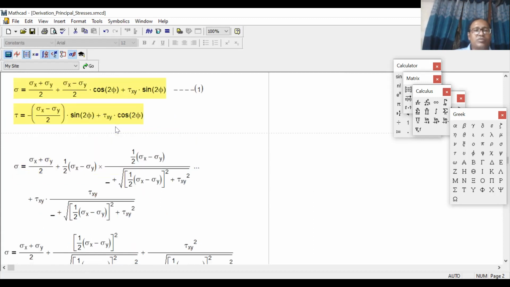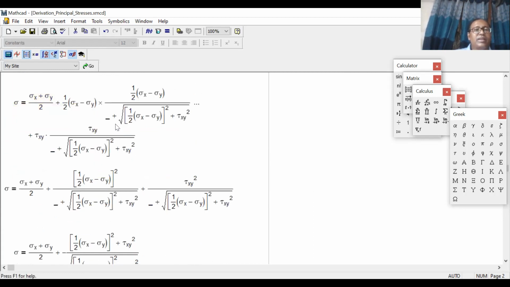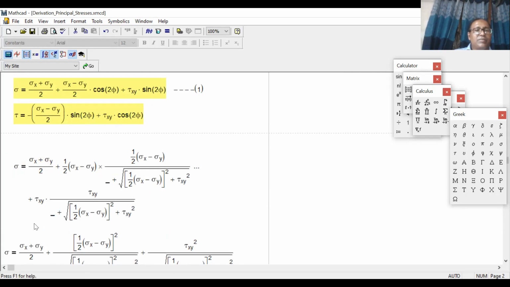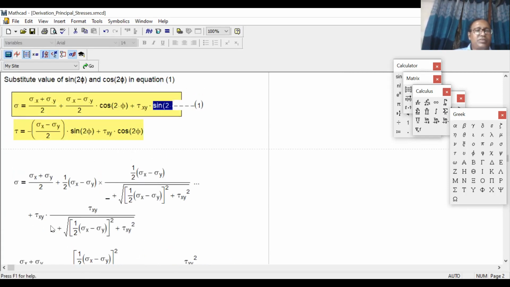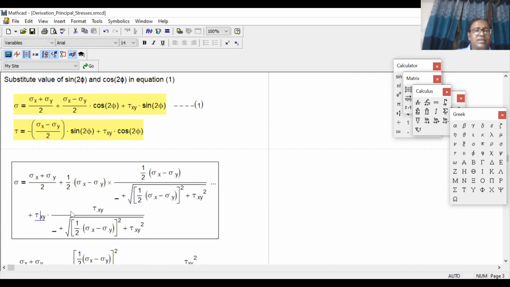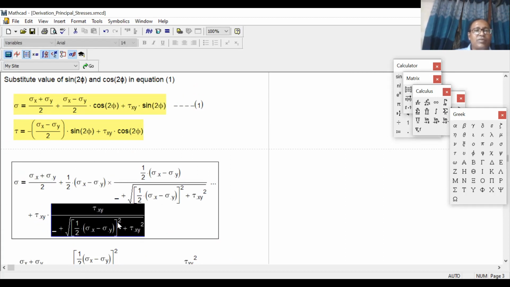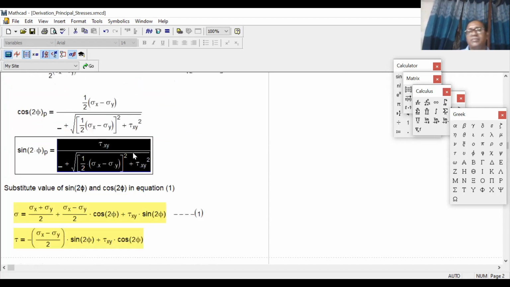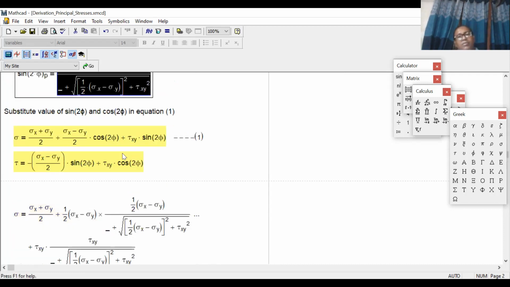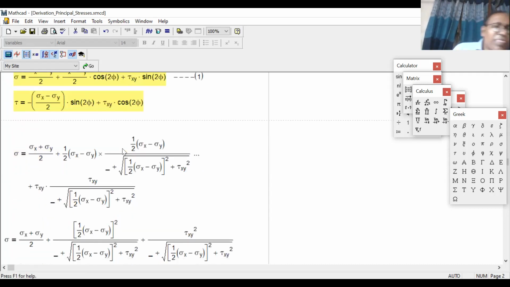So I put cos 2 phi in the formula, plus tau xy sin 2 phi. So this is tau xy, and this is sin 2 phi from here to here. So sin 2 phi right over here. This is sin 2 phi. So you see, if you put that there, what are you getting?